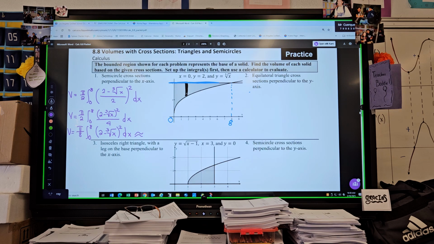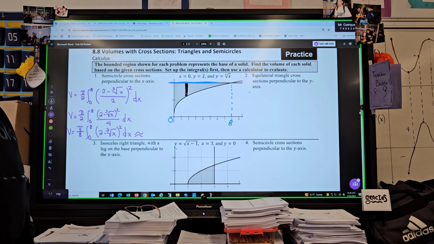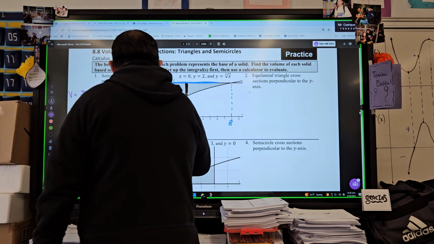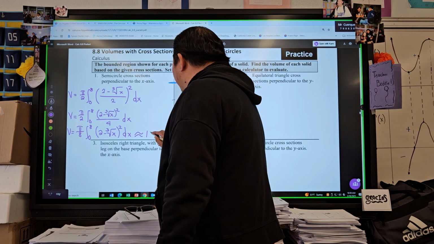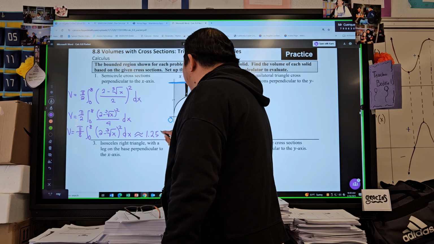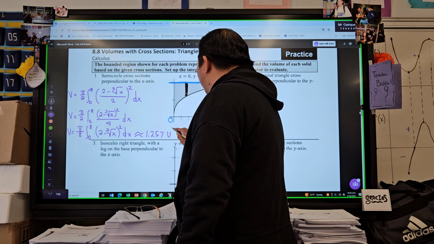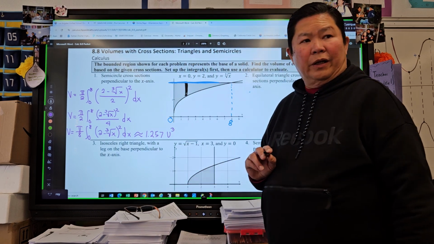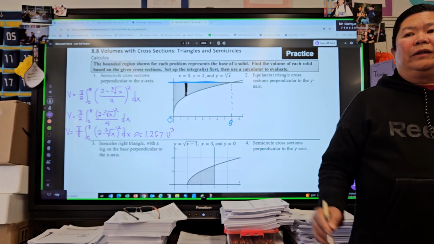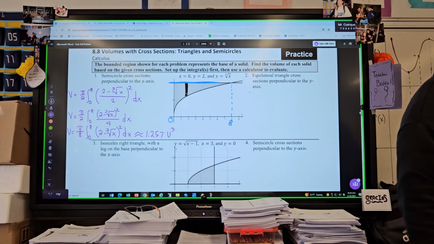Use a calculator to approximate the volume. Yeah, this is much easier. 1.257. Okay, so what's your final answer? 1.257 cubic units. Always indicate the units, guys.